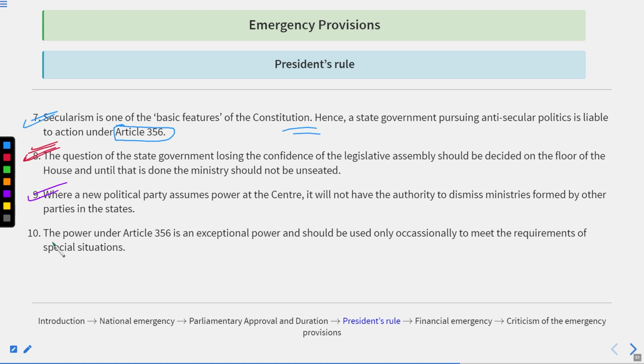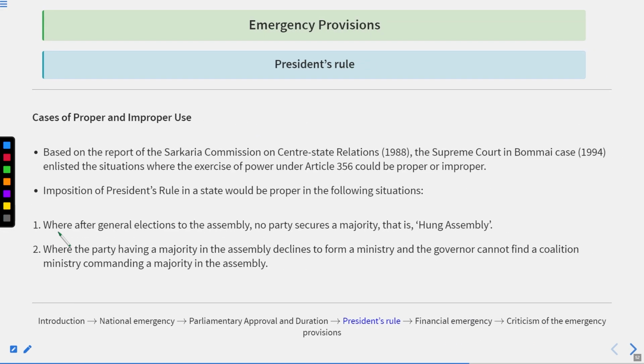The power under Article 356 is an exceptional power and should only be used occasionally to meet the requirements of special situations. It means that it is not a discretionary power. If you are feeling that the state government is not functioning as per the standards set by you, then you are not allowed to impose President's rule or the state emergency or the constitutional emergency just by your own discretionary powers.